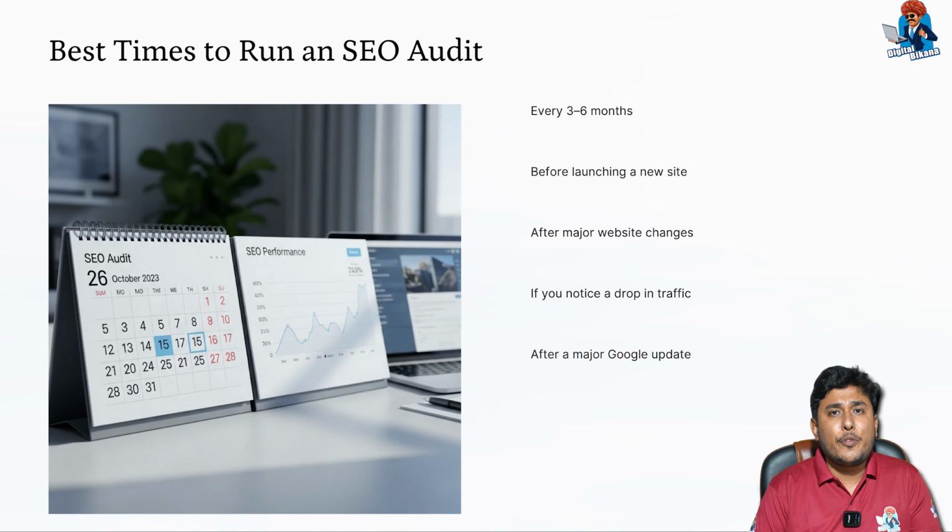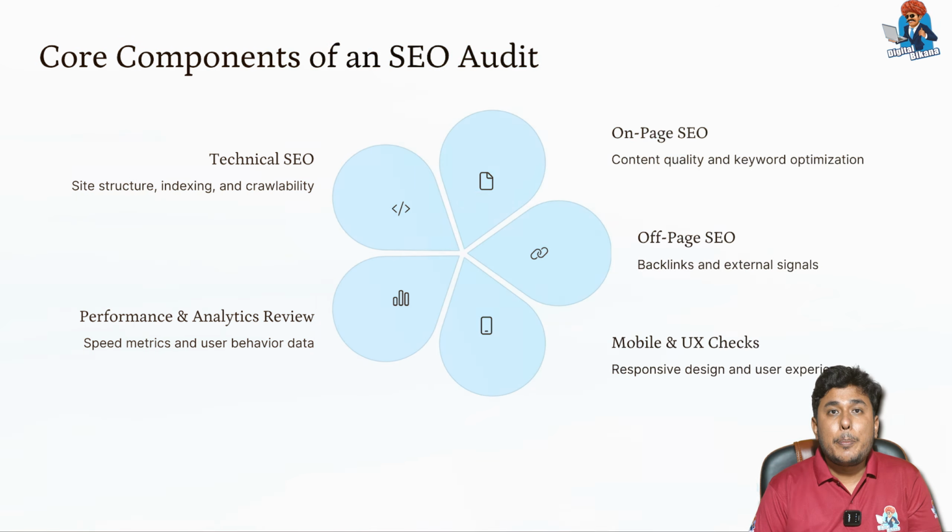SEO audits should be performed regularly, ideally once every 3 to 6 months. You should also do one before launching a new site, after a major redesign, or if your traffic suddenly drops. A proper SEO audit includes multiple components, from technical to on-page to off-page SEO. Let's look at each one individually.